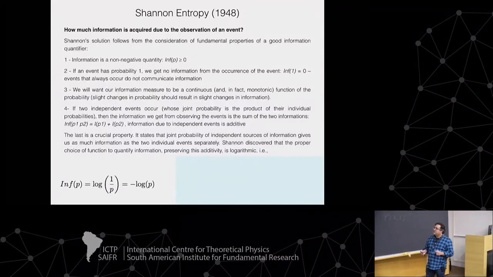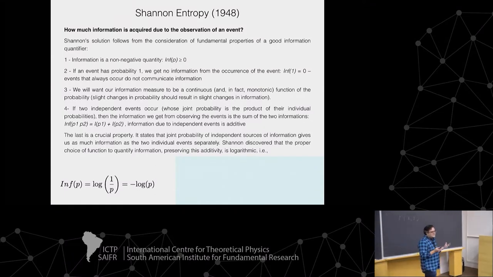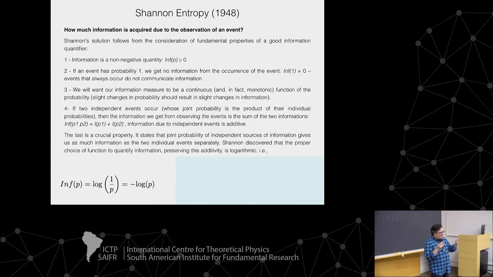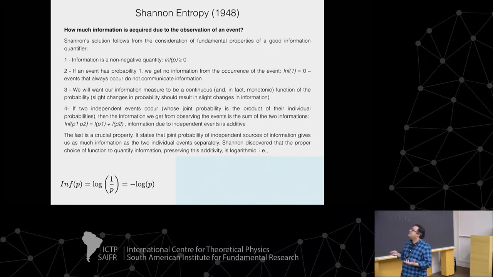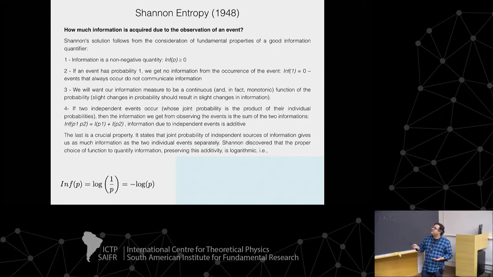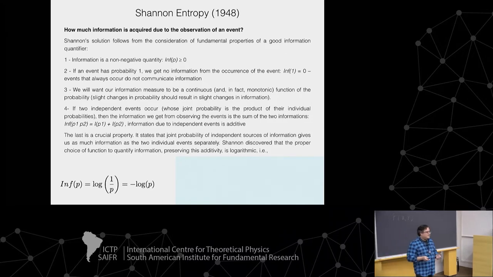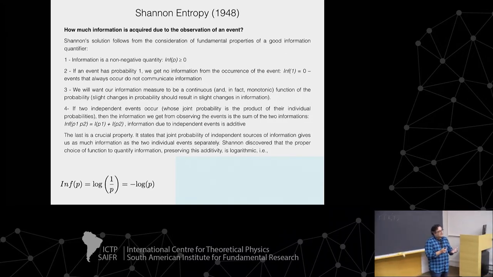So the idea is how to quantify information, right? So information seems to be an elusive quantity. And then Shannon considered, okay, if I want to quantify information, this quantifier should satisfy some basic properties. And he wrote up these four properties. One very important is this additivity. And then he introduced a function of the probability distribution to quantify information in what we call bits.